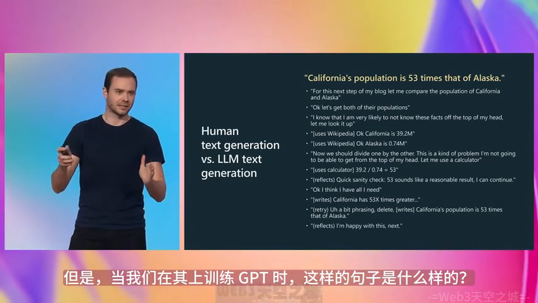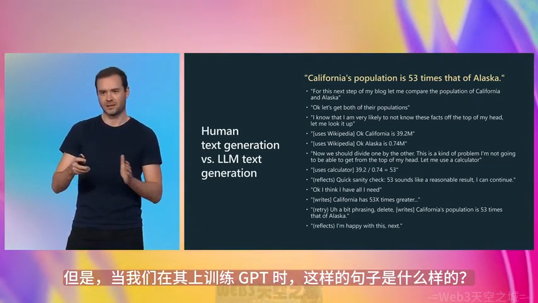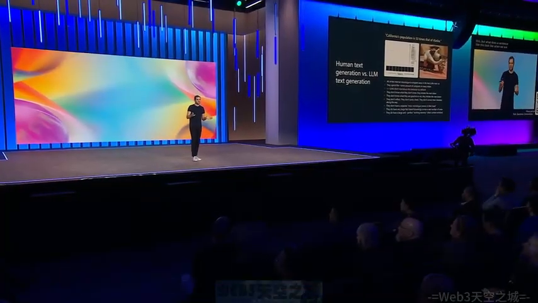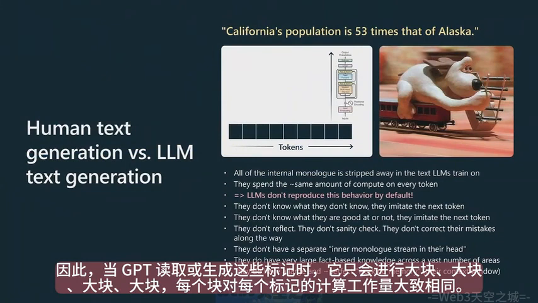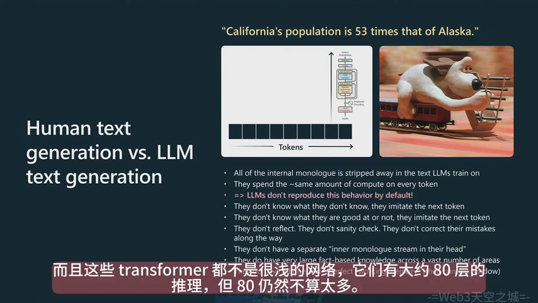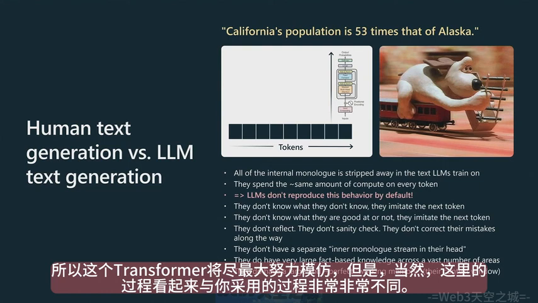But what does a sentence like this look like when we are training a GPT on it? From GPT's perspective, this is just a sequence of tokens. So when it's reading or generating these tokens, it just goes chunk, chunk, chunk, chunk, chunk. And each chunk is roughly the same amount of computational work for each token. And these transformers are not very shallow networks. They have about 80 layers of reasoning, but 80 is still not too much. And so this transformer is going to do its best to imitate, but of course, the process here looks very, very different from the process that you took.